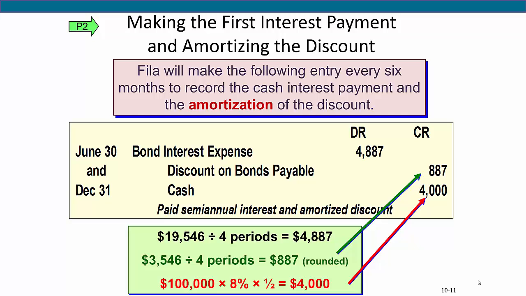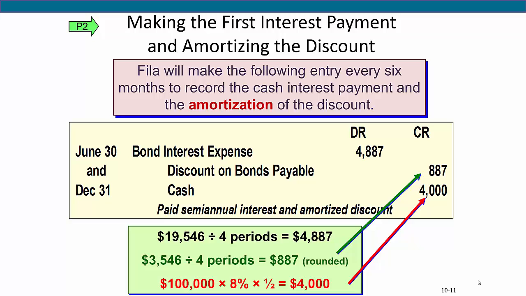Alternately, we can find this number by first dividing the $3,546 discount by 4, which yields the $887 amount of the discount to be amortized each interest period. When the $887 is added to the $4,000 in cash payment, the bond interest expense for each period is $4,887. FILA will make this entry to record bond interest expense and update the balance on discount on bonds payable account every 6 months on June 30 and December 31st.